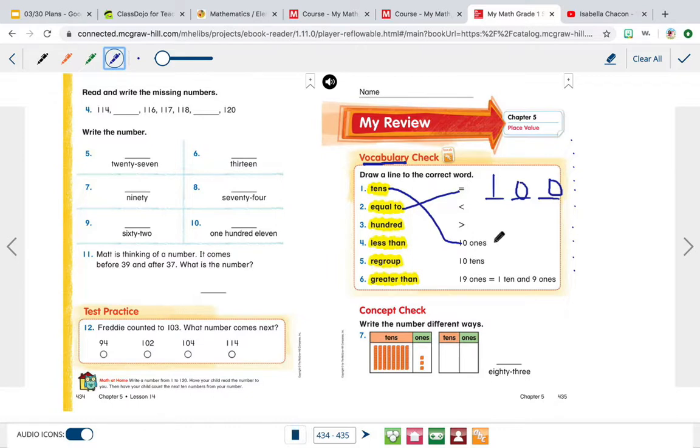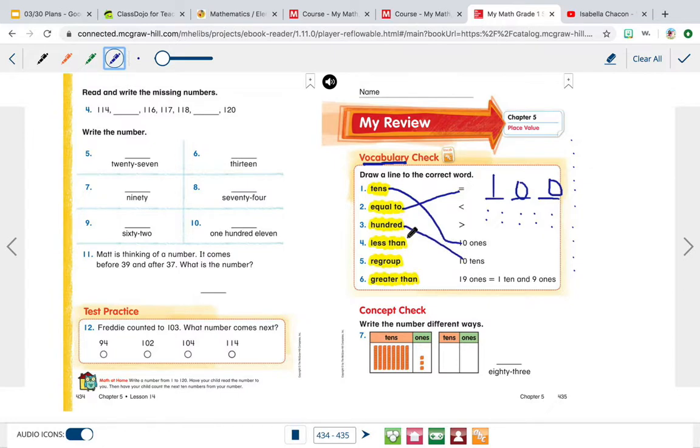100 is 10 tens because here is the hundreds place, here's the tens place. Remember we go 10, 20, 30, 40, 50, 60, 70, 80, 90, 100. If these are all tens, let's count them. 1, 2, 3, 4, 5, 6, 7, 8, 9, 10. So we have 10 tens here. So yes, 100 is 10 tens.